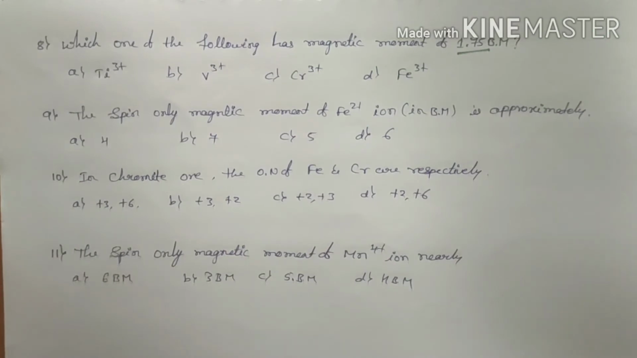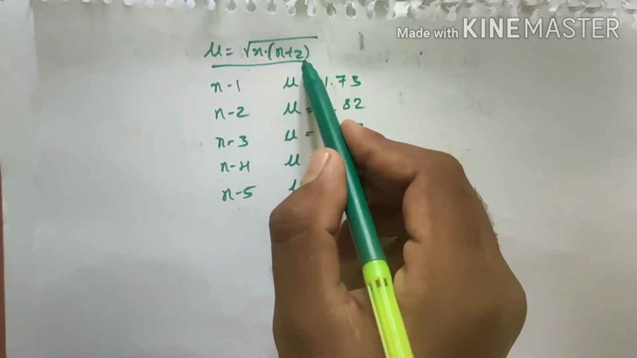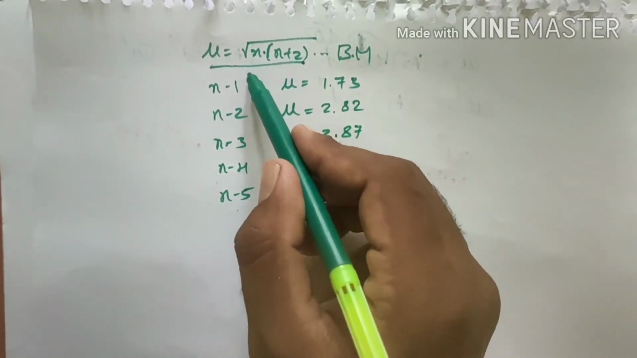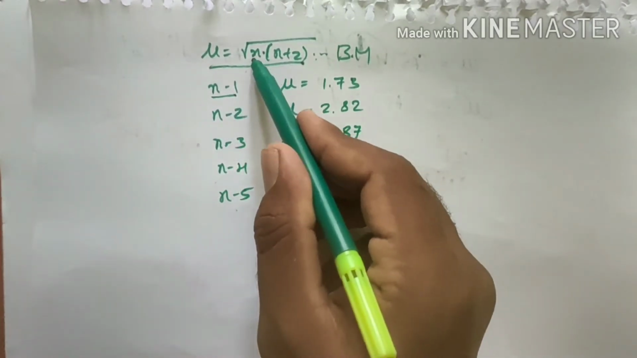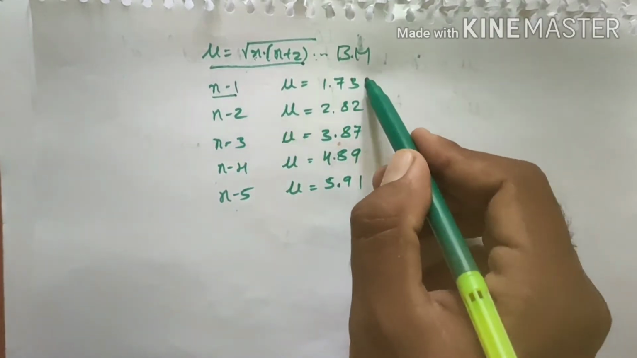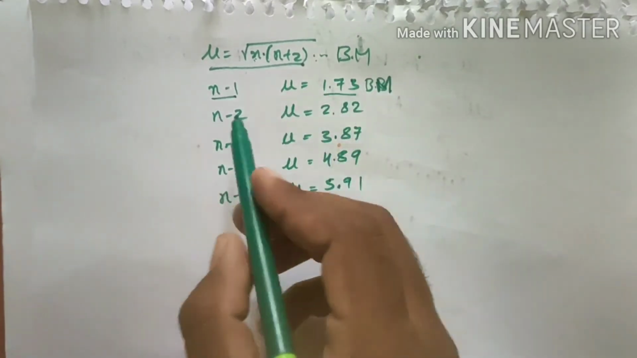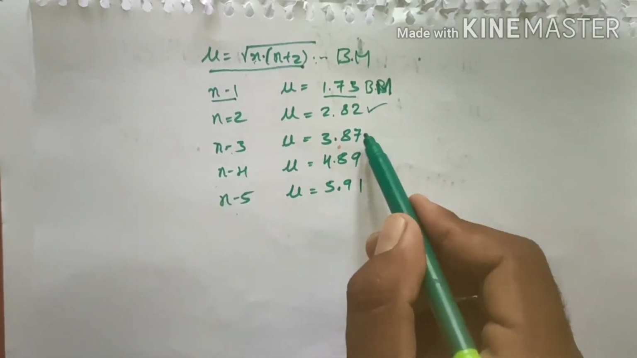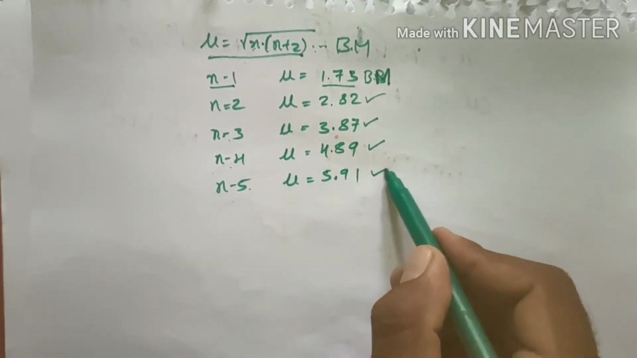Okay, here one thing I will give you. Wait. You see here, dear student, one formula, you know this one, the magnetic moment calculation formula. This is mu equal to square root of n into n plus 2, Bohr magneton is the unit. If number of unpaired electron is 1, substitute 1 into 1 plus 2, 3. Therefore 1 into 3, square root together is 1.73 Bohr magneton. If number of unpaired electrons n is 2, the value is 2.82. 3 unpaired electrons, 3.87. 4, 4.89. 5, 5.91.